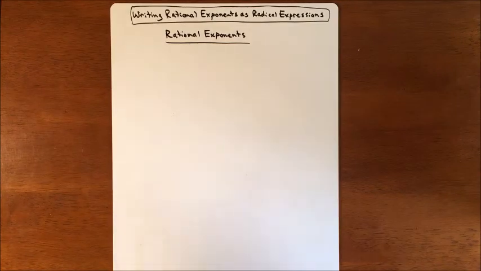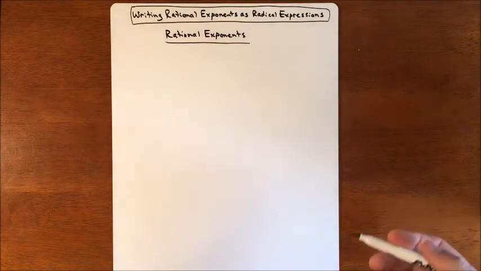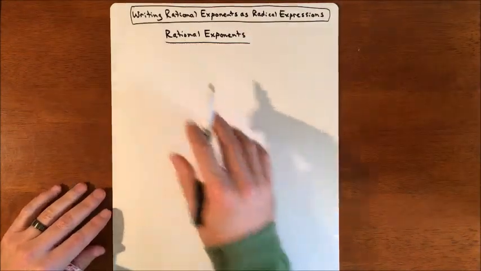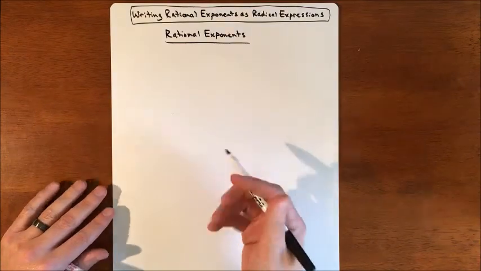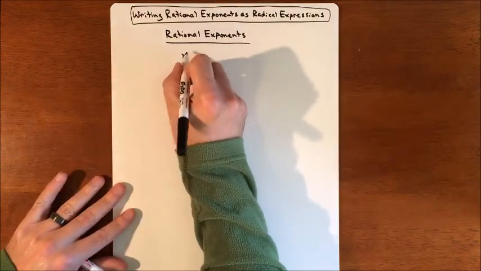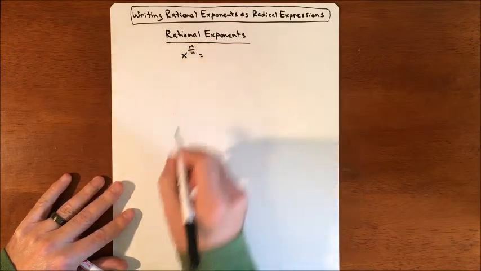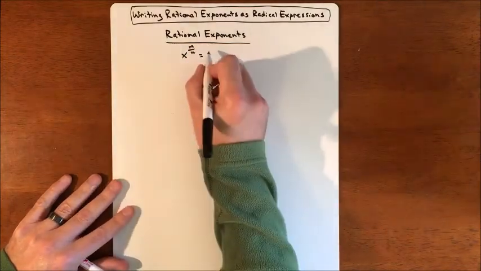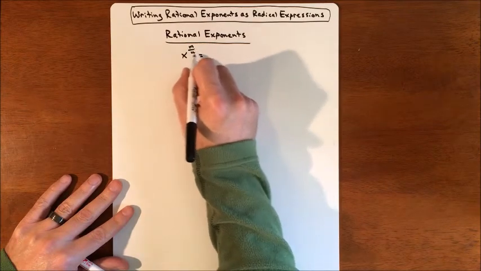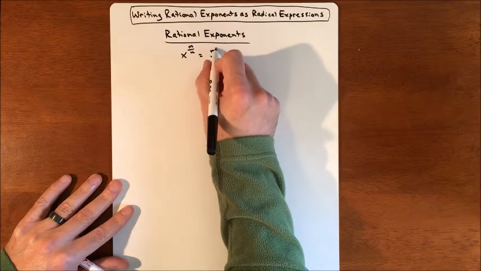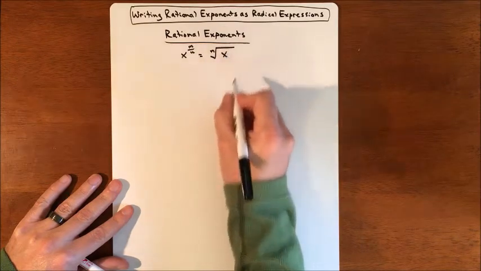In this lesson, we're going to be practicing writing rational exponents as radical expressions. So what is a rational exponent? A rational exponent is an exponent that can be written as a fraction. So you're going to see your exponents now became fractions. So how do we deal with that? Well, the denominator in your exponent is really just going to represent the root that you're dealing with.